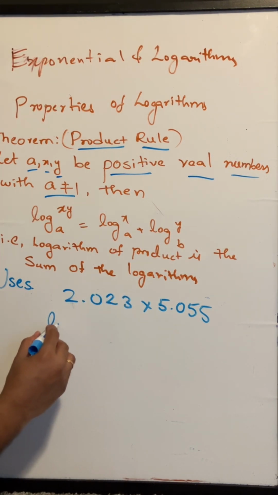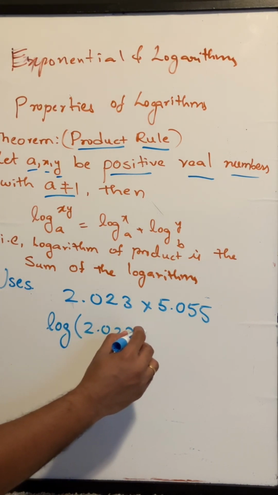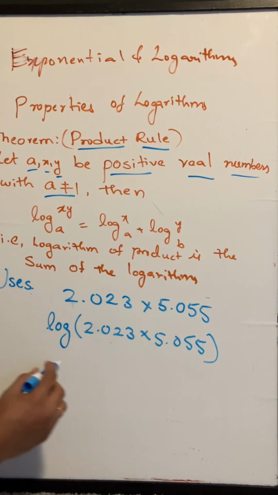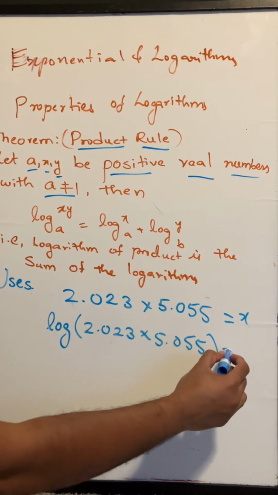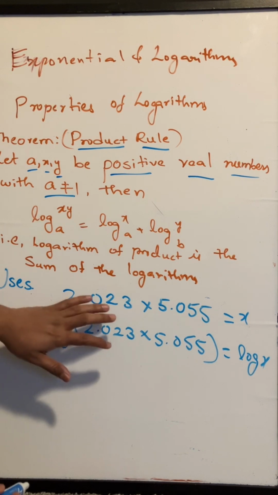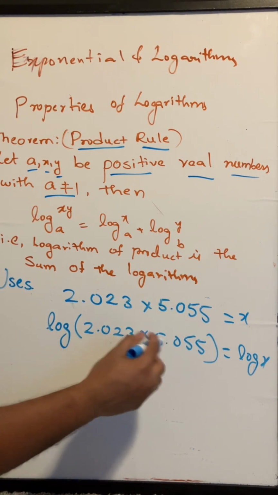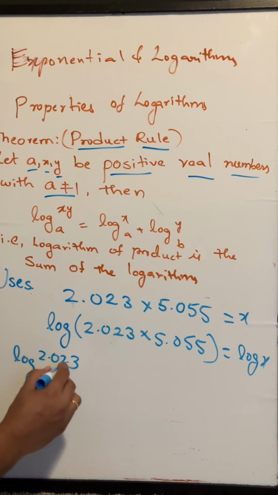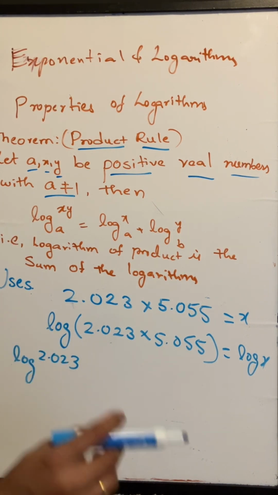When you apply log, it will become log of 2.023 multiplied by 5.055. So we take the value of x. We'll think this is x and we'll put log x. We apply log on both sides. Then log of this product becomes log of 2.023. When I'm not writing any base, it means it is common logarithm, base 10.